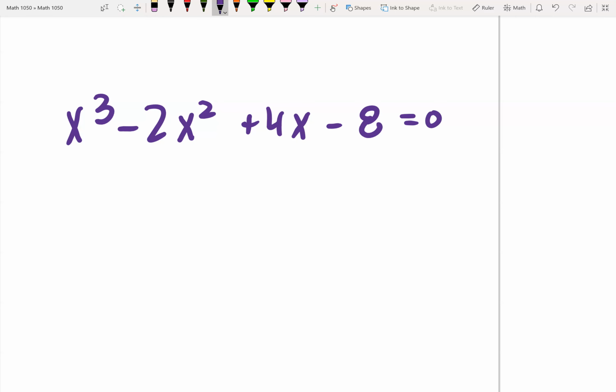Set it equal to 0, and let's factor. Did I see somebody's hand up? I did, but never mind. You're good? Okay, no problem.